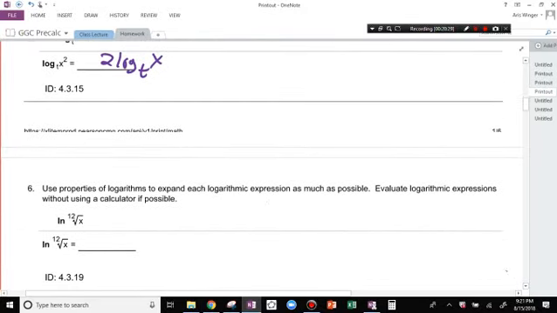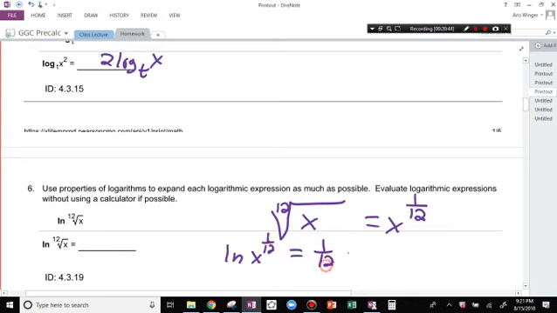We're not intimidated by this. The 12th root of x is just x to what power? 1 over 12, right? So the natural log of x to the 1 over 12, you just bring the power in front. It's 1 over 12 times the natural log of x. So roots, just 1 over that number.